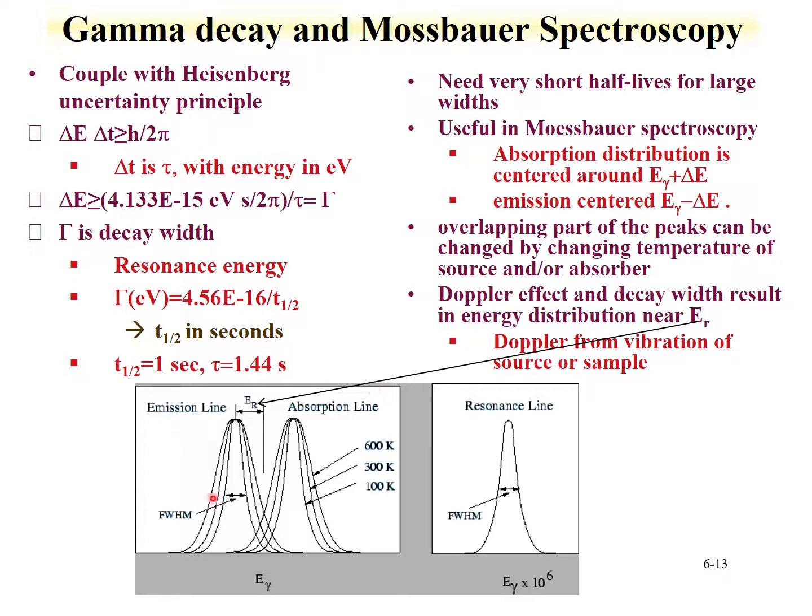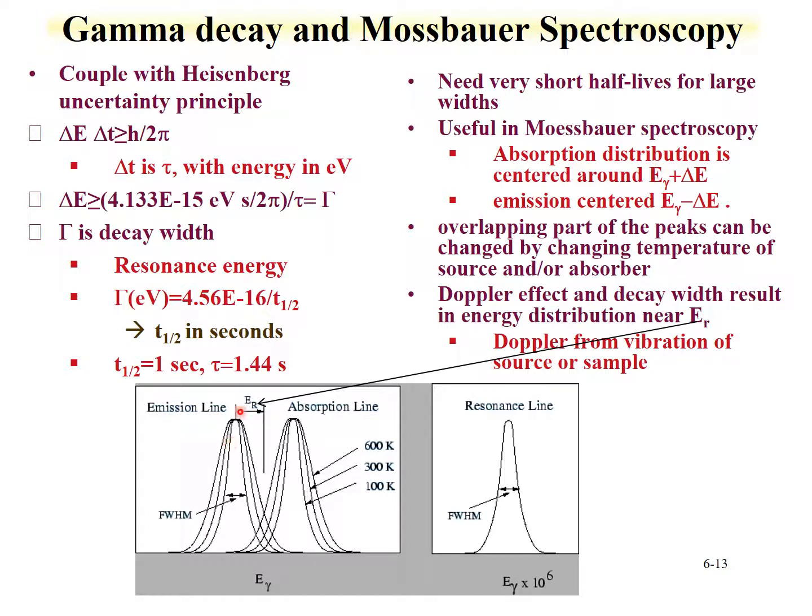These emissions are from gamma decay isotopes, and absorptions are those compounds that contain the daughter isotope. So for instance, you may have americium-241 decaying to neptunium-237, the excited state, and a photon is emitted from that excited state. That's the source, and the sample has the neptunium-237 in it.